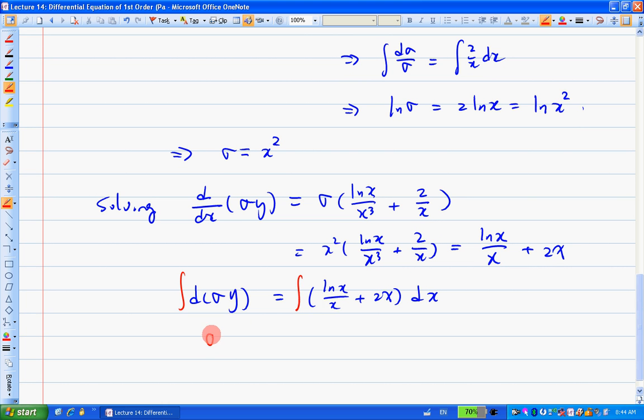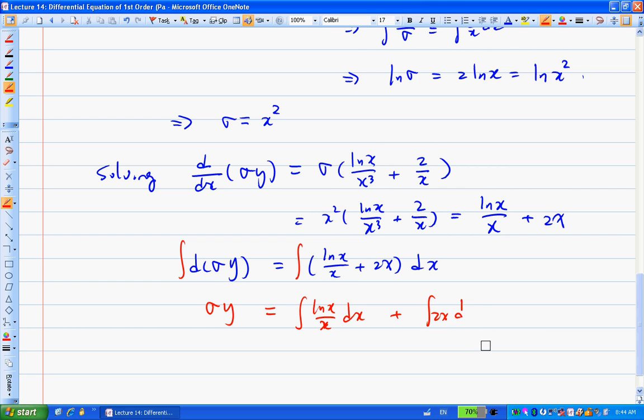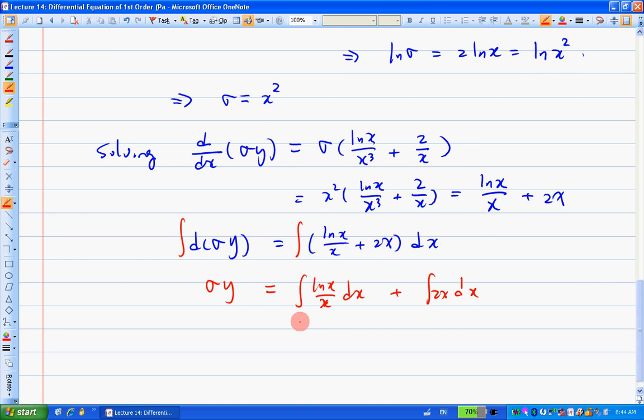So this side is simple, just sigma y. And this side here, the integration, you need a little bit of observation. There are two terms, integrate separately. I guess the trick maybe is the first term. So what technique would you use for this one here? Quotient rule?